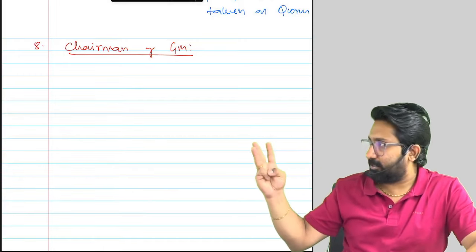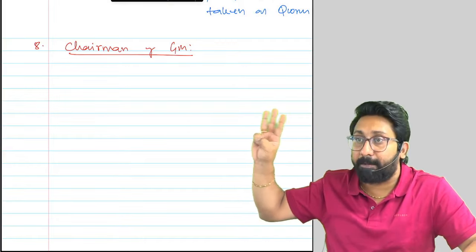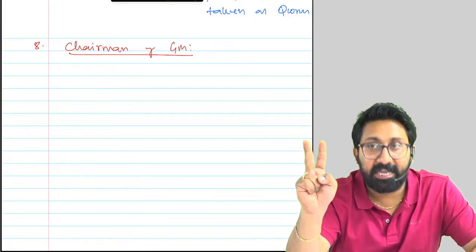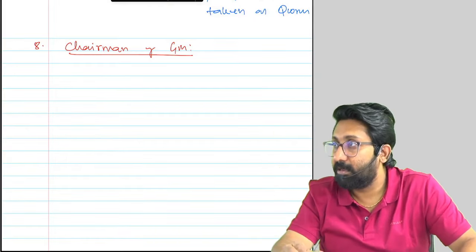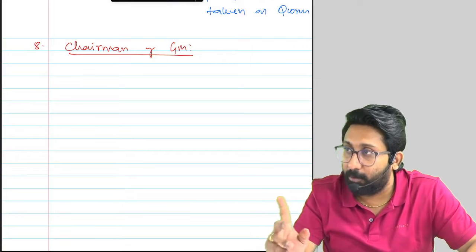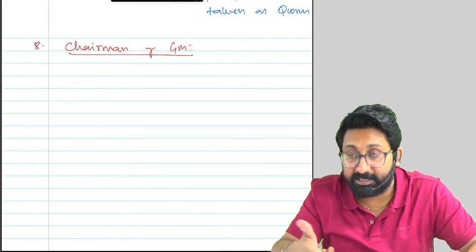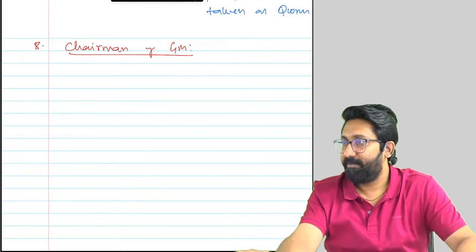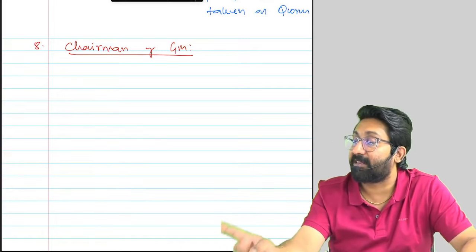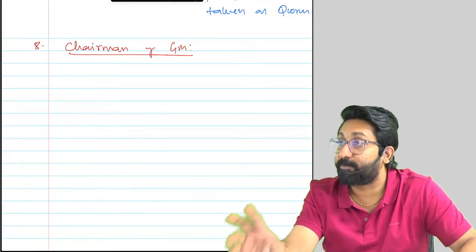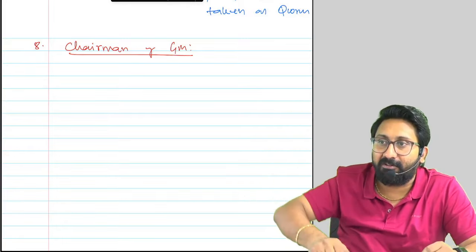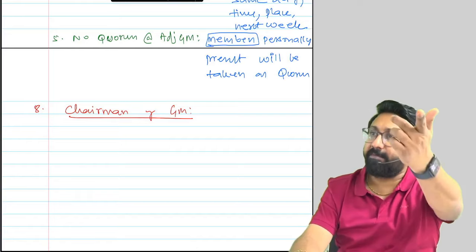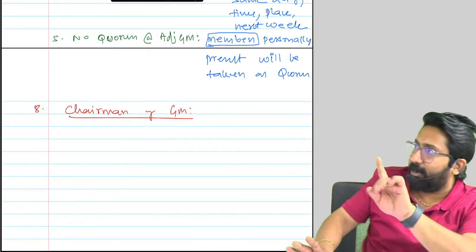Chairman is of three types. There are three types of chairmen in Companies Act: chairman of the board, chairman of the general meeting, chairman of the company. Chairman of the board meetings, chairman of the general meetings, chairman of the company. Mukesh Ambani is the chairman of the company. He is a chairman managing director. Ratan Tata, chairman managing director. Those people are chairmen to the companies, not for the meetings. Listening or not? That chairman is different, this chairman is different. Clarity point number one. Okay?